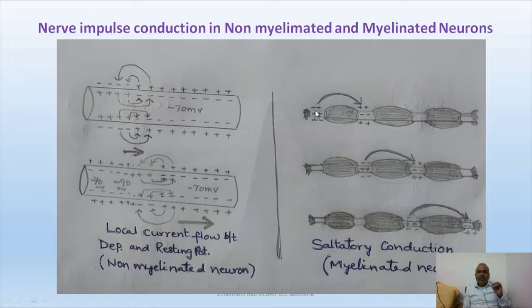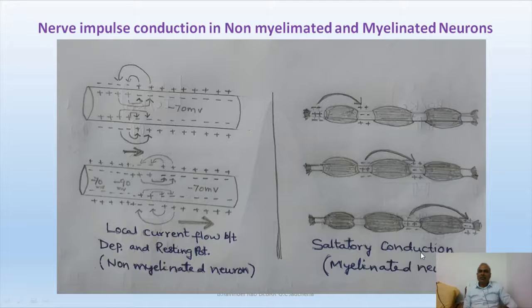So at the nodes of Ranvier, the channels are located. And the next channels are there in the next node only, because the intermediate area is totally covered with myelin sheath. So what happens? The action potential jumps from one node to another node in this way. So it is jumping like this.